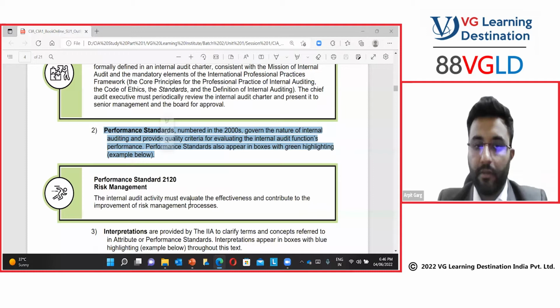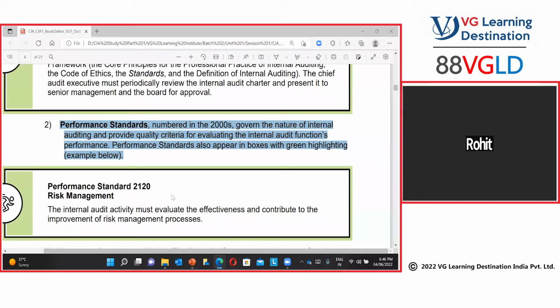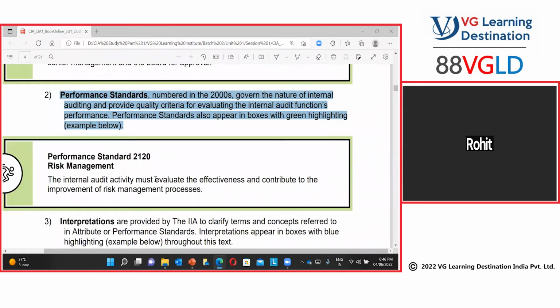Provides quality criteria for evaluating the internal audit function's performance. Performance standards also appear in boxes with green highlighting, example below. Performance standard 2120 risk management. The internal audit activity must evaluate the effectiveness and contribute to the improvement of risk management processes.